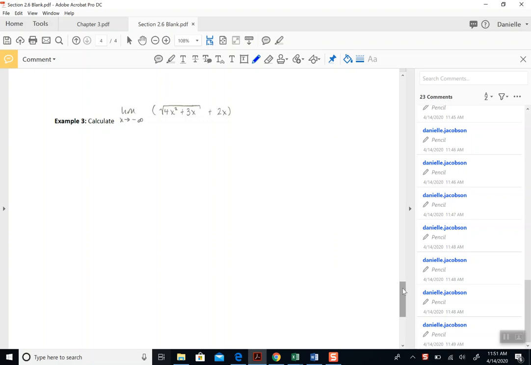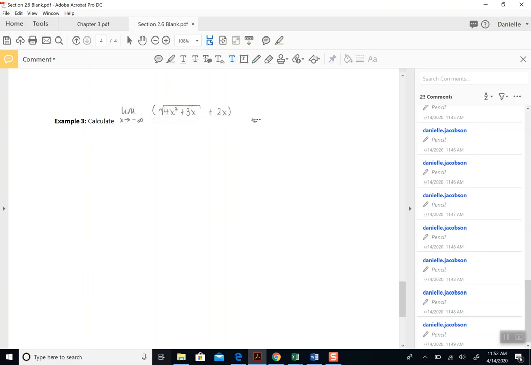Okay, so last example in the 2.6 notes. We want to calculate the limit as x goes to negative infinity of root 4x squared plus 3x plus 2x. So the first thing that you're probably seeing is, I don't have a fraction here, right? So we know if we run the limit through, we'd get negative infinity squared plus 3 times negative infinity plus 2 times negative infinity, which is just weird to think about because you can't even multiply things by infinity. So we know we need fractions in there.